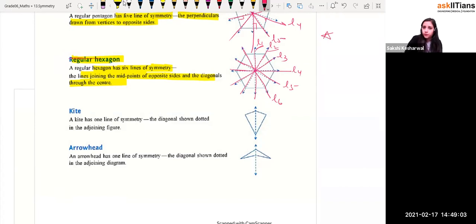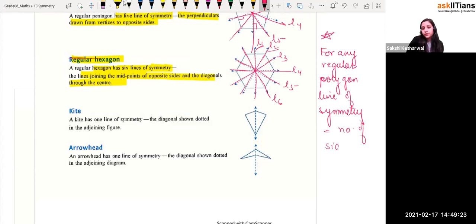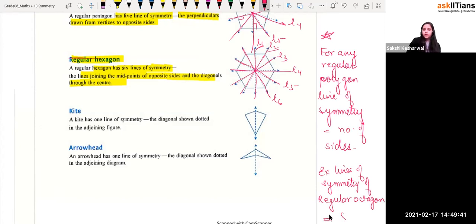So we got one thing from this: for any regular polygon, the number of lines of symmetry is equal to the number of sides, right? So if I ask you the question, the lines of symmetry of a regular octagon, an octagon has how many sides, beta? 8. So how many lines of symmetry will it have? 8, right? So let's come to the kite.